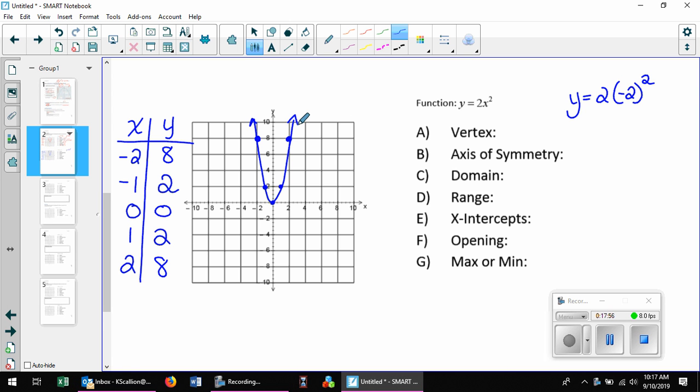Okay, so what's the vertex? 0, what? 0, 0. It's always a coordinate pair. What's my axis of symmetry? X equals 0. Domain for this one: negative infinity to positive infinity, both with round brackets.